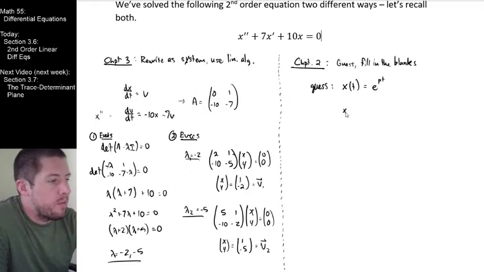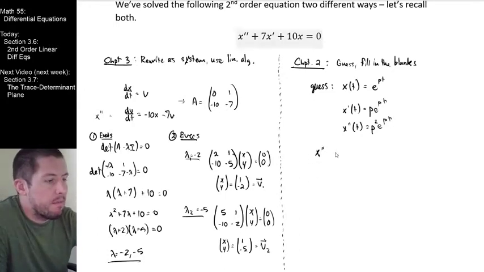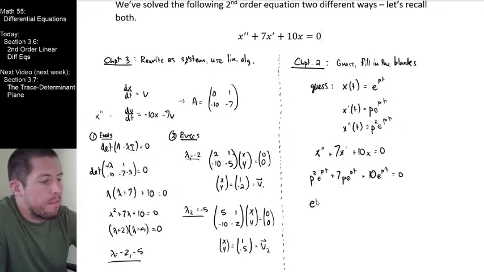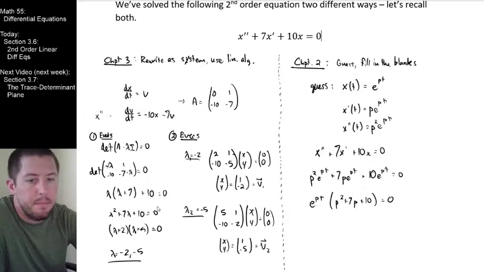And so if that were the case, then we'd want to find that x prime of t is p e to the pt, and x double prime of t would be p squared e to the pt. We plug this into the differential equation, and what we find is that x double prime plus 7x prime plus 10x equals 0 is going to lead us to p squared e to the pt plus 7p e to the pt plus 10 e to the pt equals 0. We can factor out this e to the pt and see that we're left with p squared plus 7p plus 10. Oh my gosh, it's the same quadratic that we landed at in terms of lambda over here.